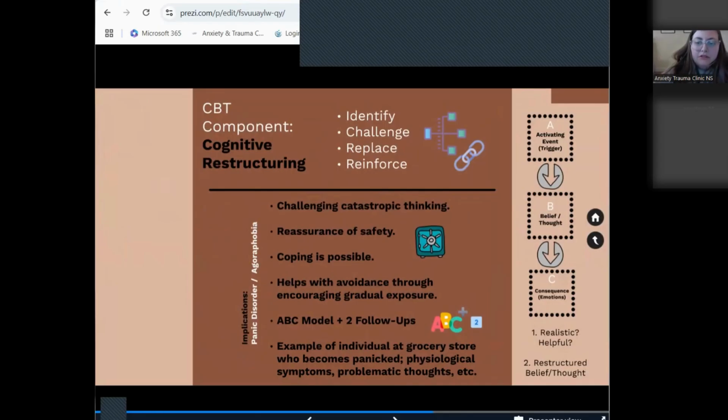So how cognitive restructuring works. Basically, what we're doing is we're identifying the negative thoughts. So the first step is identifying the negative or unhelpful thoughts that an individual has. And these thoughts often arise during situations that are distressing or situations where there are moments of anxiety. For example, someone with a panic disorder may think, I'm going to die, or I can't handle this.